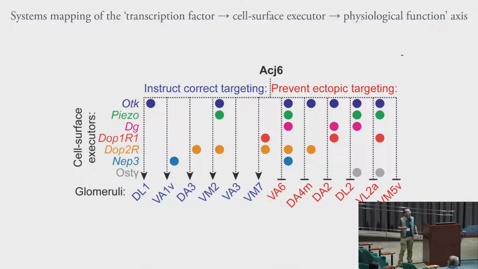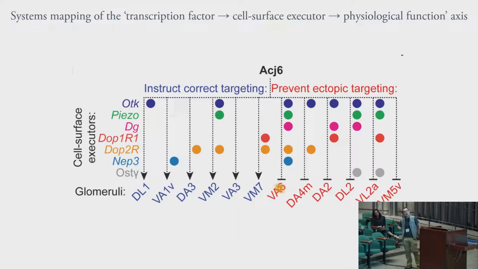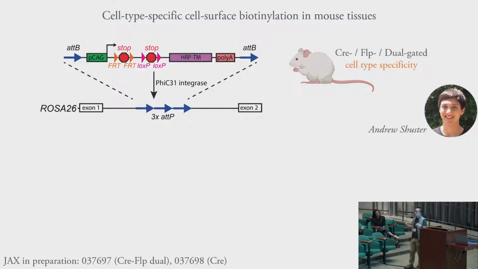In this study, we mapped how a single transcription factor, Acj6, leverages many cell surface molecules, particularly their combinatorial codes, to determine the wiring or targeting of many neuronal types. We hope that this pipeline can be used in many other systems and contexts to delineate the transcription factor to cell surface executor to physiological function axis. Now I'm moving to the mouse story.